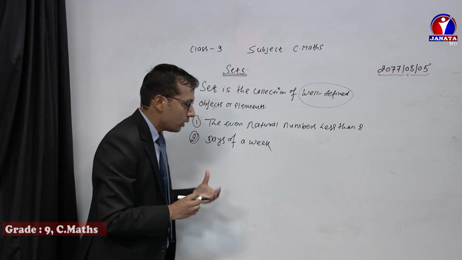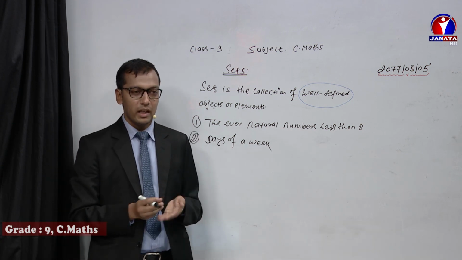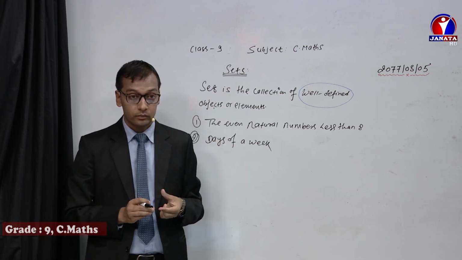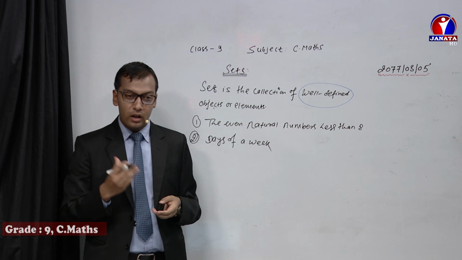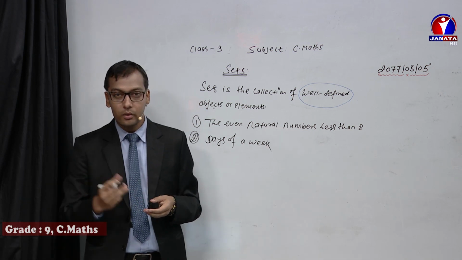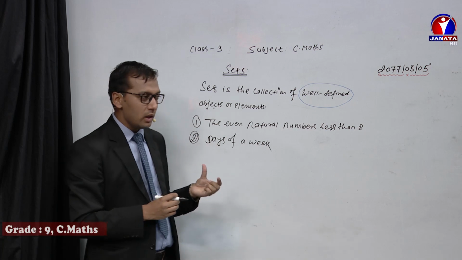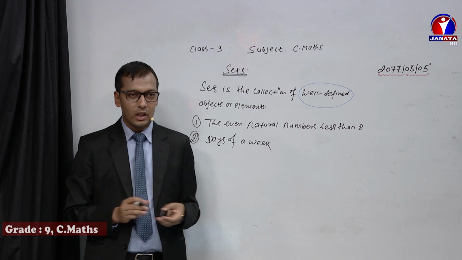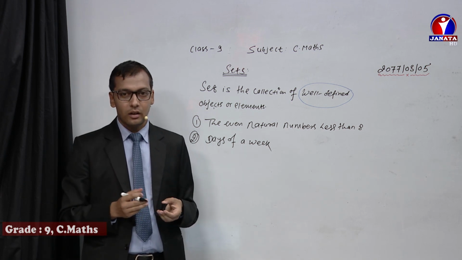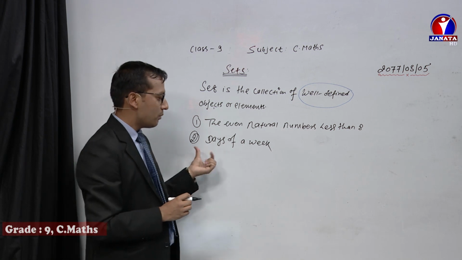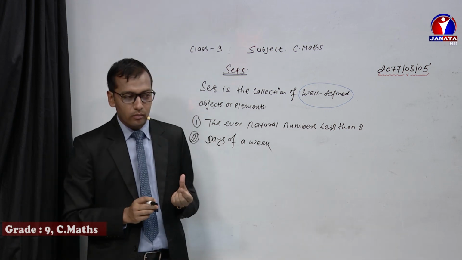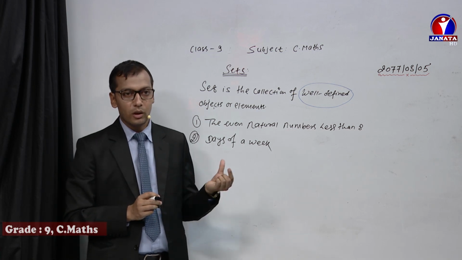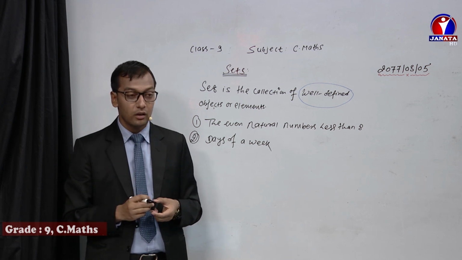Similarly, there are many examples we can take under the topic of set. Like natural numbers, natural numbers less than 20, or natural numbers less than 8 can be examples of a set. Besides this, there are lots of examples. The next example of a set can be the months in a year. There are 12 months in a year, and that also can form a set.